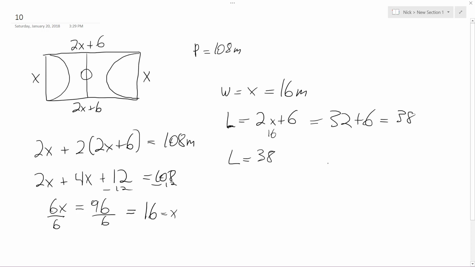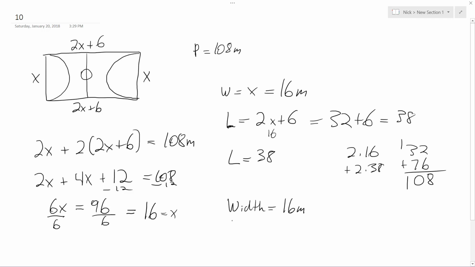So let's test this real quick. So 2 times 16 plus 2 times 38. So we get 32 plus 76. So this ends up being 8, carry over the 1, so 108 meters. So that works. Width is equal to 16 meters, and length is equal to 38 meters.